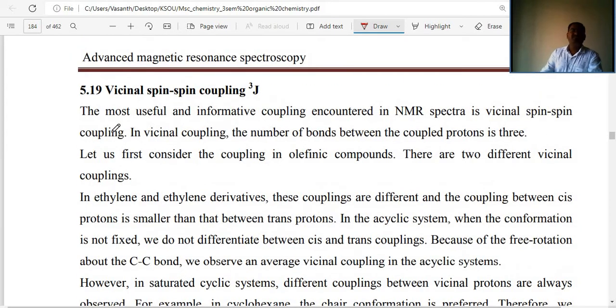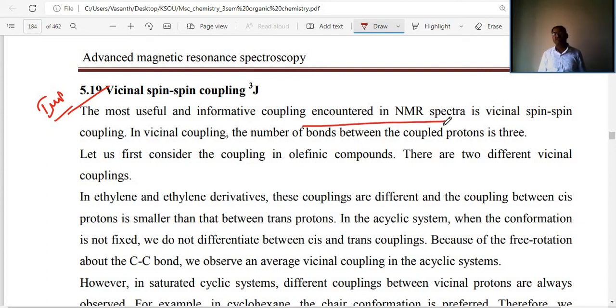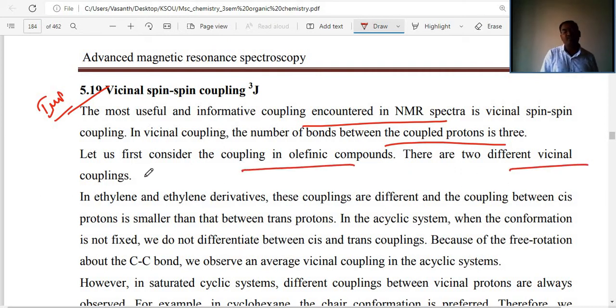Next, vicinal spin-spin splitting. The most useful and informative coupling encountered in NMR spectra is vicinal spin-spin coupling. In vicinal coupling, the number of bonds between the coupled protons is 3. Let us consider olefinic compounds. There are two different vicinal couplings. In ethylene and ethylene derivatives, these couplings are different, and the coupling between cis protons is smaller than that between trans protons.